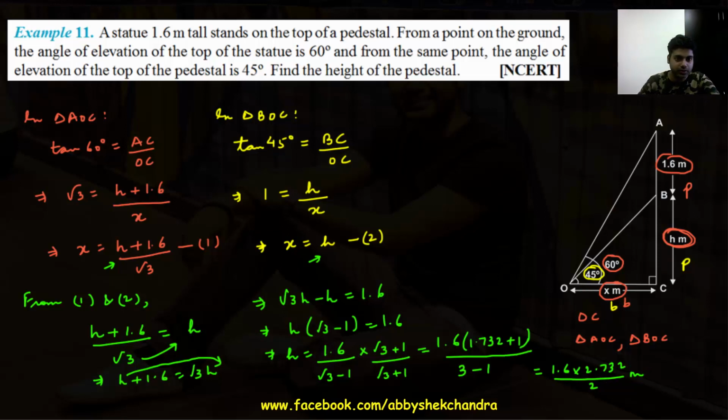Now let me do it here in a different color. Let's cancel it, so it will be 0.8 times 2.732. So this will be equal to 2.1856 meters. That'll be the answer. Understood?